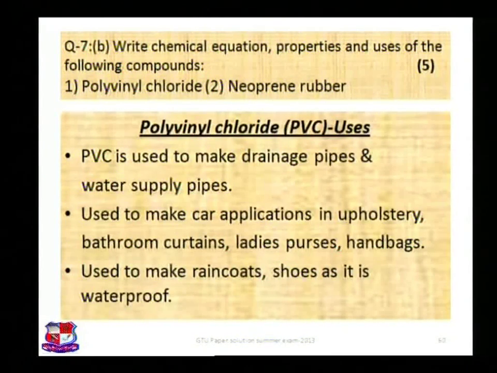Let us try to take the applications, that is the uses of PVC. So what are the uses? PVC is used to make drainage pipes and water supply pipes. It is used in car applications, in upholstery, bathroom curtains, ladies purses and handbags. It is used to make raincoats and shoes, as it is waterproof. A very important application of PVC is to make raincoats and shoes, as it is waterproof.